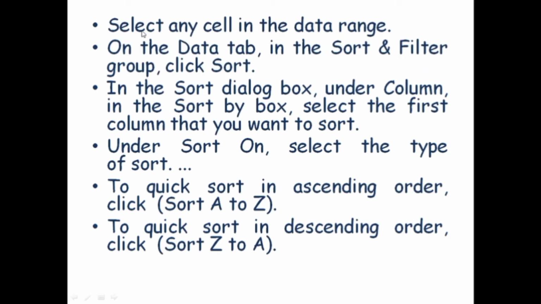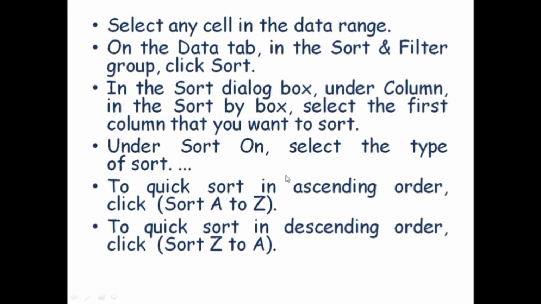Here are the steps we have to follow if we want to sort our data in any particular order. First we have to select a cell in the data range. Suppose we are having an Excel sheet, then in any data range I have to select a cell. After that, on the Data tab in the Sort and Filter group, I have to click on the Sort option. In the Sort dialog box, under the column in the Sort by box, select the first column that you want to sort. Under Sort On, select the type of sorting.